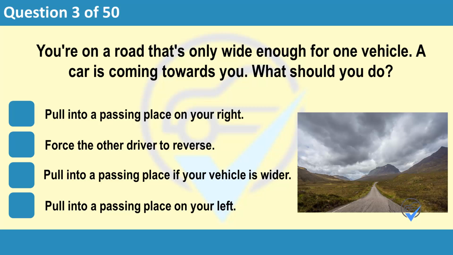You're on a road that's only wide enough for one vehicle. A car is coming towards you. What should you do? Pull into a passing place on your right. Force the other driver to reverse. Pull into a passing place if your vehicle is wider. Pull into a passing place on your left.